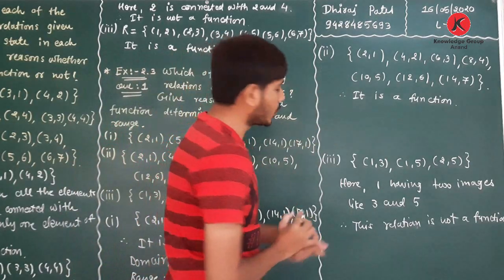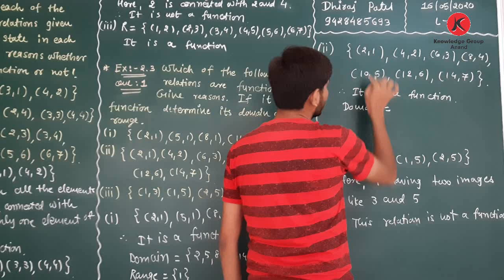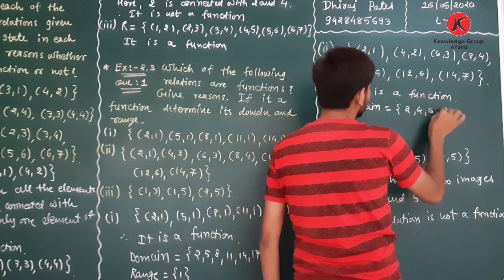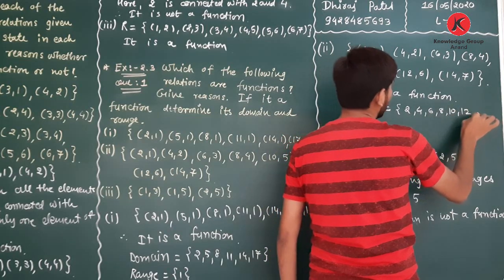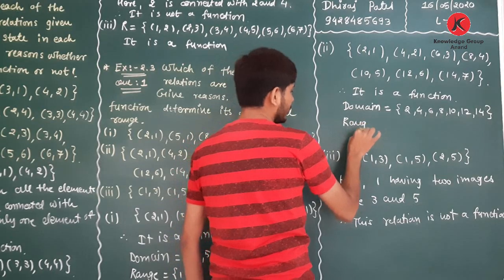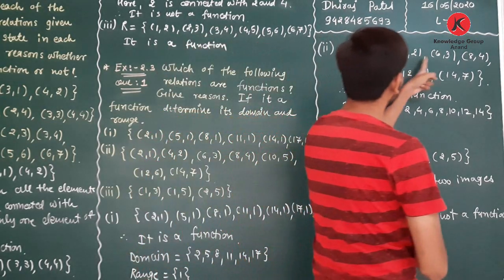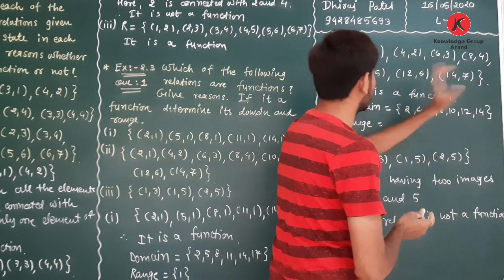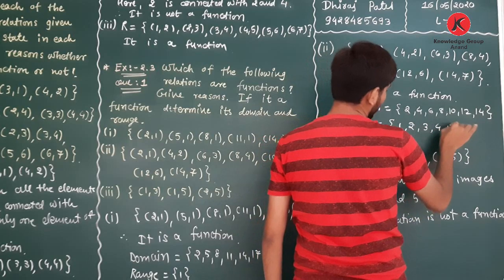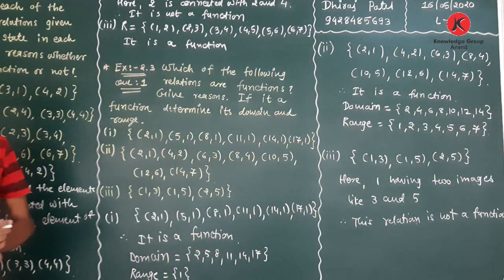Same way in the second question, the domain is equal to the collection of first elements. Therefore we are getting 2, 4, 6, 8, 10, 12 and 14 here, and the range of this function is equal to 1, 2, 3, 4, 5, 6 and 7. Clear? Okay. Thank you very much.